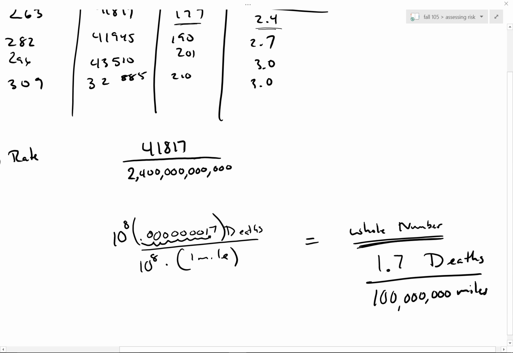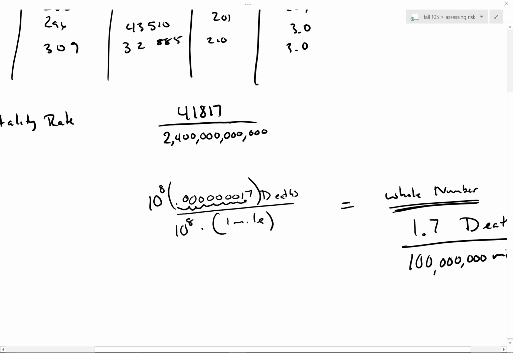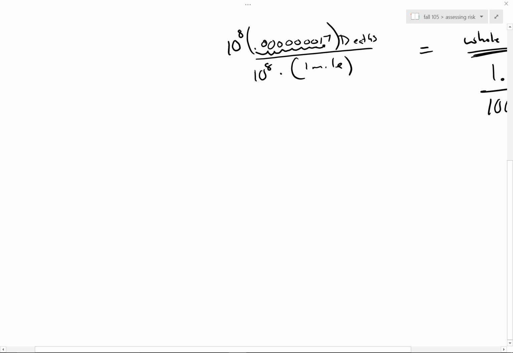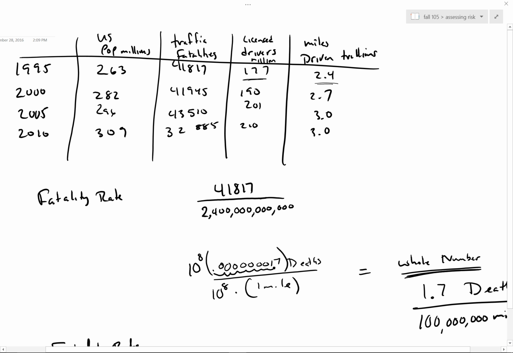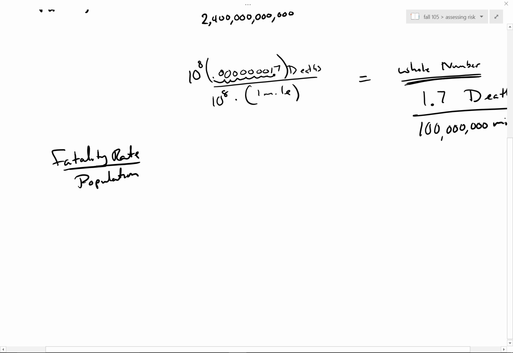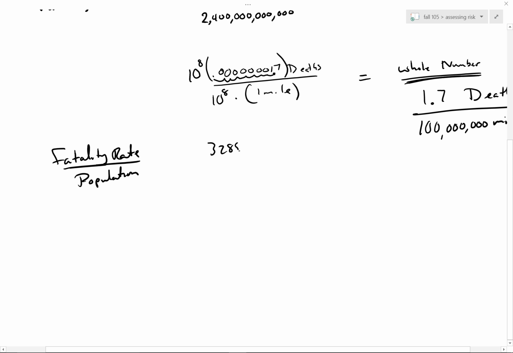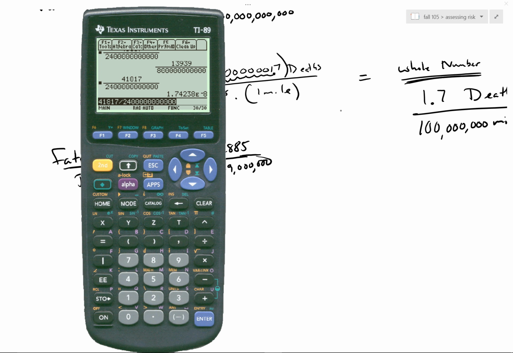It says, express the 2010 fatality rate in deaths per 100,000 of the population. But let's look at fatality rate per population. Let's just do it this way first, okay? So fatality rate, and so 32,885. 32,885 divided by 309 million. Okay? Again with the calculator.